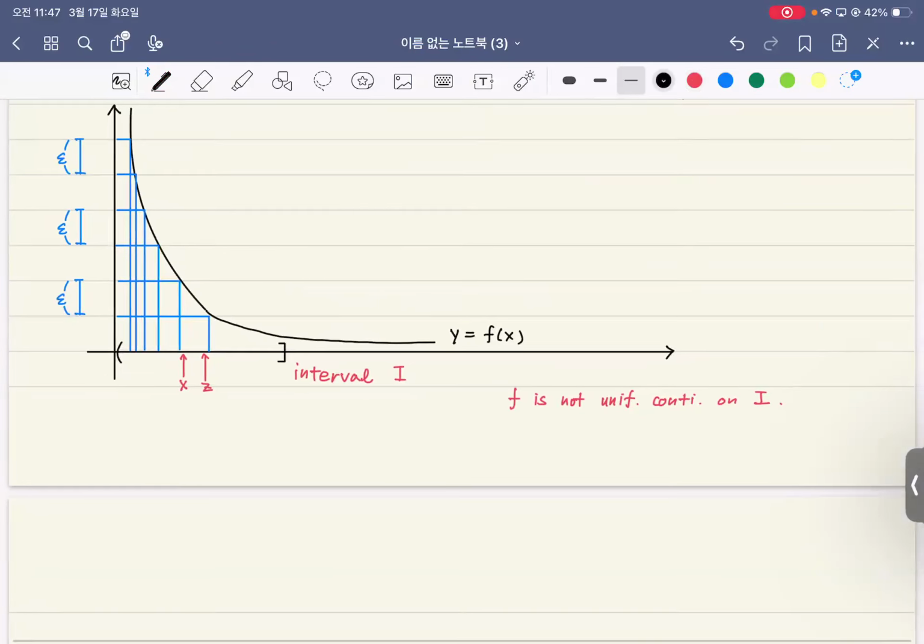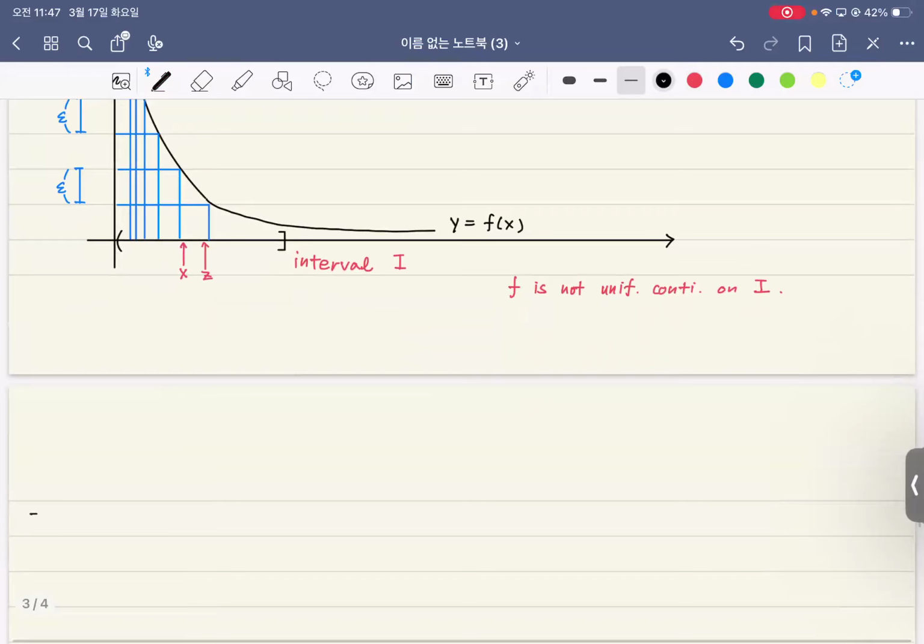Time for some examples. I have an easy function. f of x is x squared. And I want to show that this function is uniformly continuous.